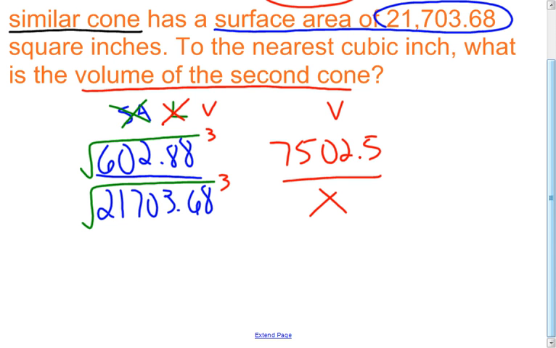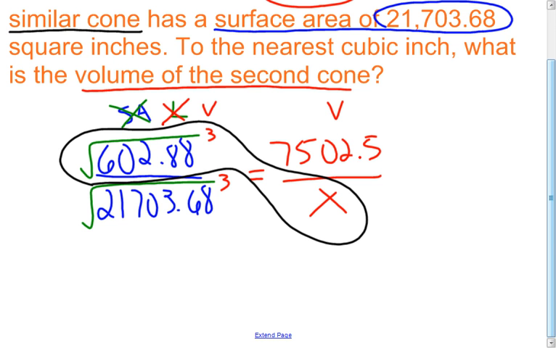Volume ratio on the left, volume ratio on the right. Those two things are going to be equal. And now I have a proportion that I'm going to be able to solve. So the first thing that I'm going to do is cross multiply. Now when I do that, I'm going to take the 602.88.